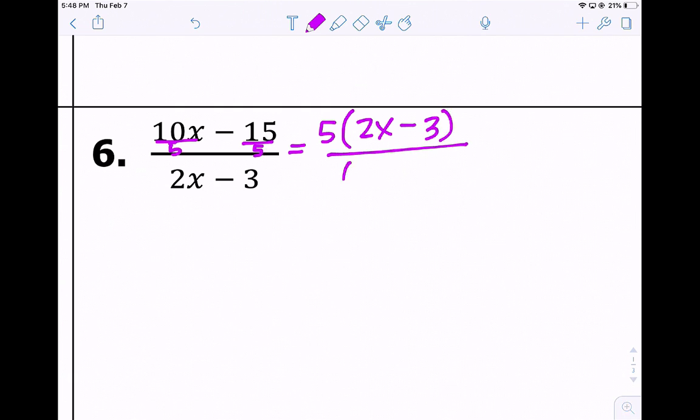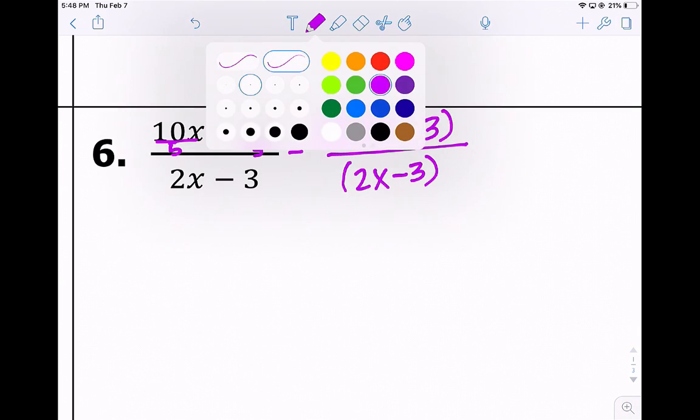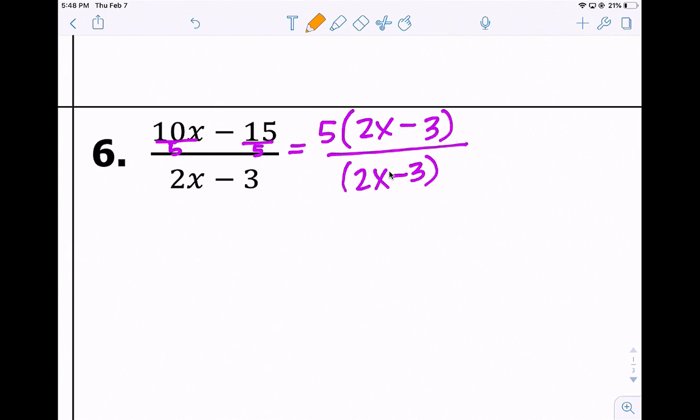Divided by 2x minus 3. So now we're looking at this simplified version of that. So I have 2x minus 3 on my numerator, 2x minus 3 on my denominator. Anything divided by itself is 1. So we can basically take those out. We're left with just 5 as our answer.